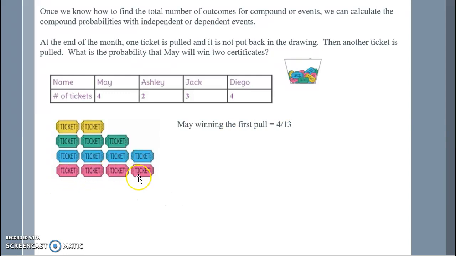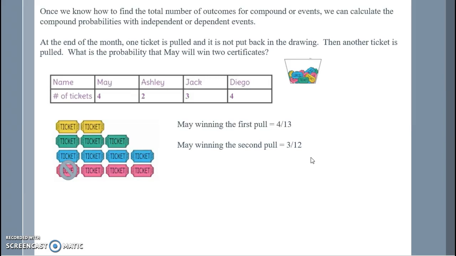Let's say these pink ones are May's. There are 2, 4, 6, 8, 10, 12, 13 tickets. So she has 4 chances to get the first, 4 out of 13. Then that ticket is no longer valid because we already pulled it out and we're not putting it back in. So these are dependent events.